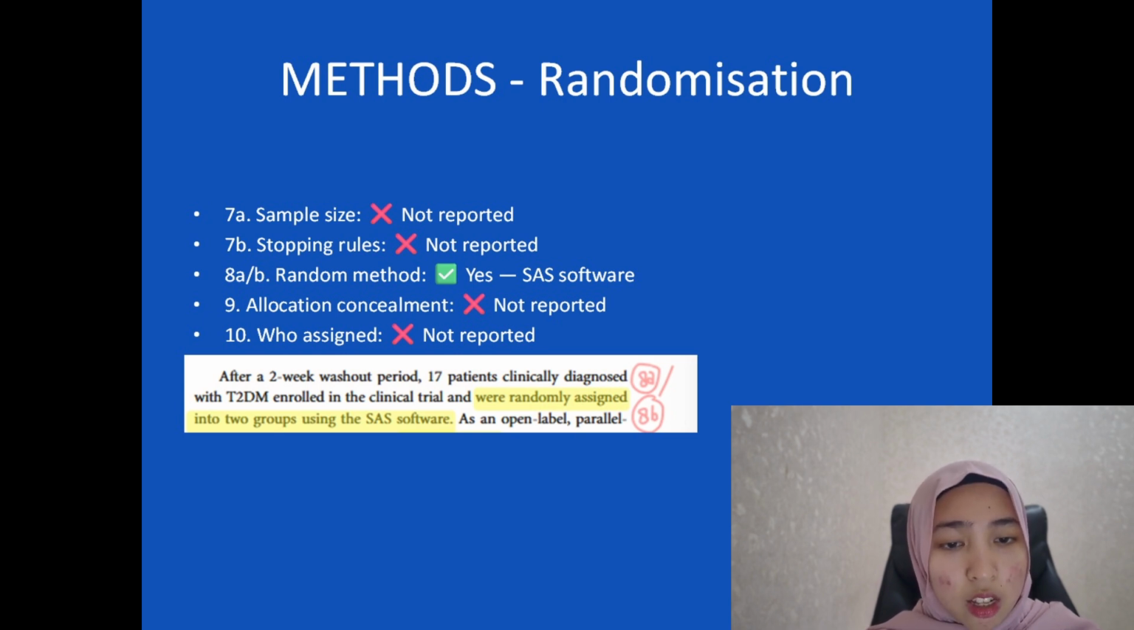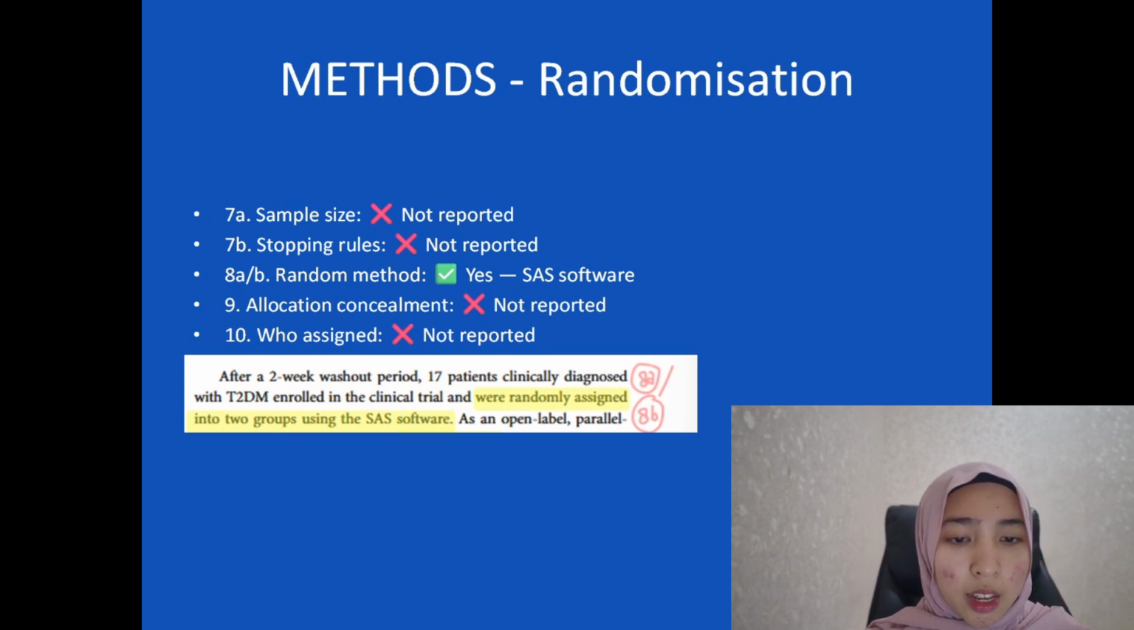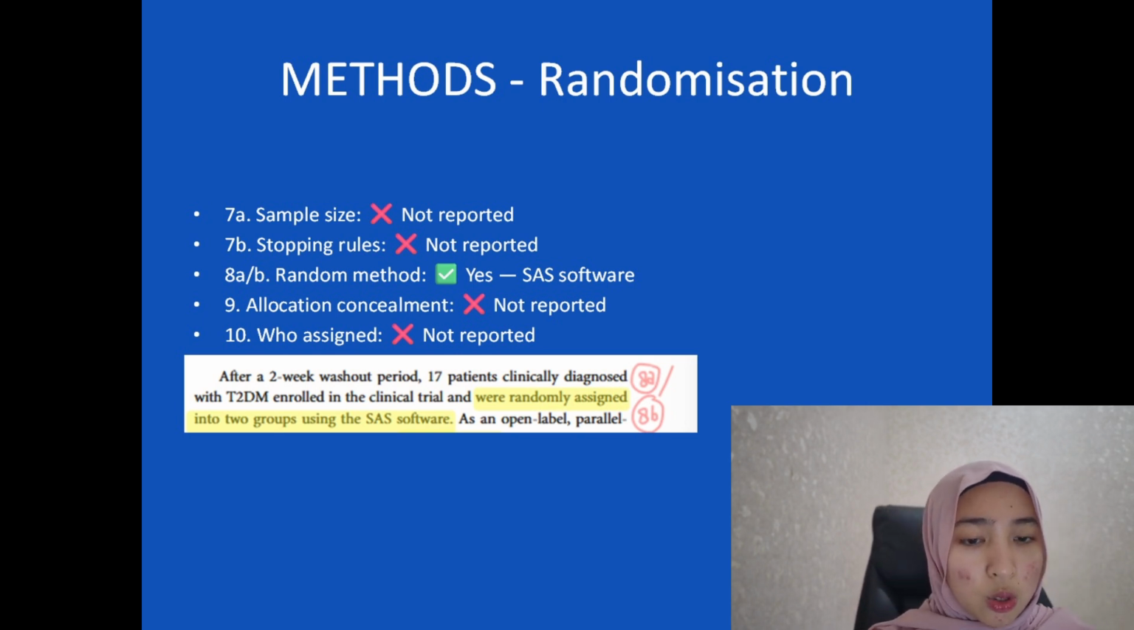For item 8A, it's for how the random sequence was generated. And there is a quote, "randomly assigned using SAS software." For item 9, it's for allocation concealment, but it is not mentioned. For item 10, it's for who enrolled and assigned participants, and for this article, also not reported. So, these are key methodological items that could have been better explained.